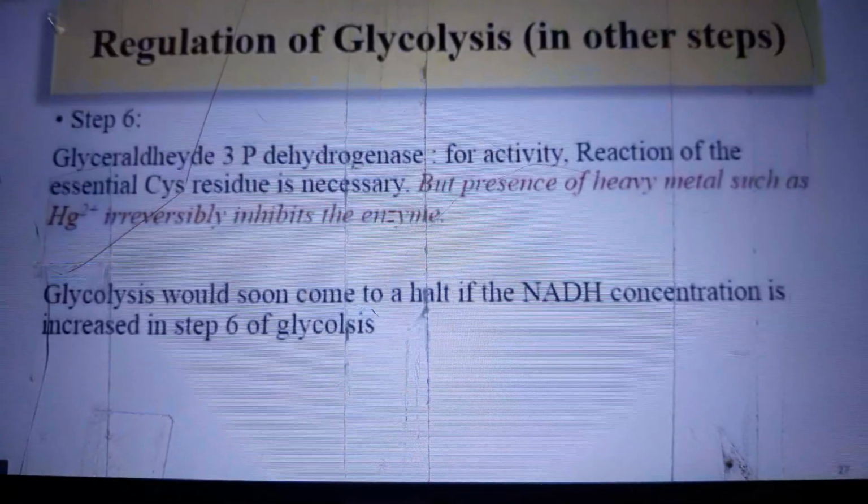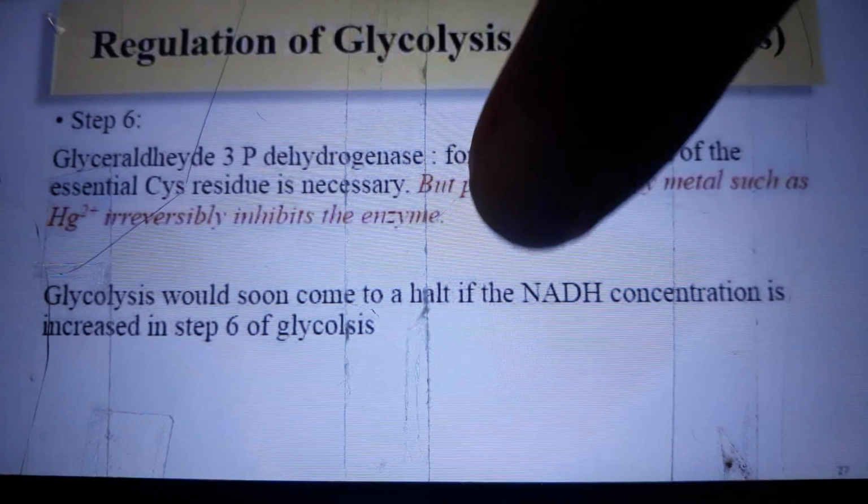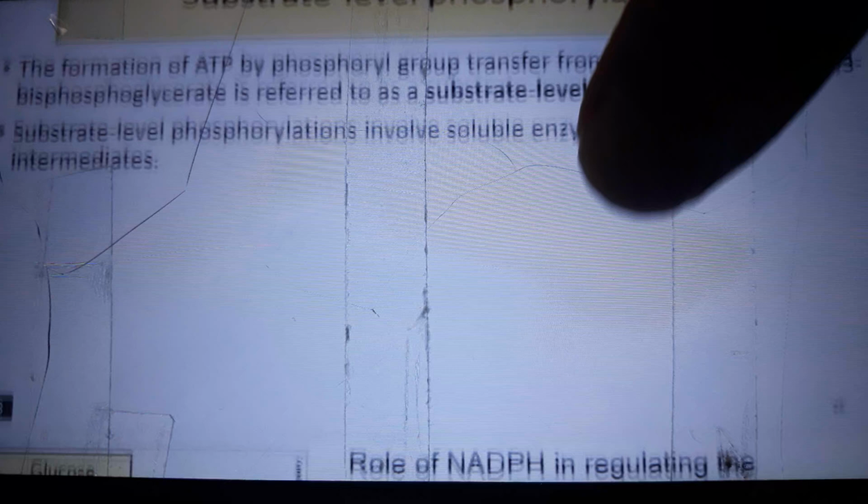Right? Regulation of glycolysis in other steps. Step 6, glyceraldehyde 3-phosphate dehydrogenase. For activity, the reaction of the essential cysteine residues is necessary; the presence of heavy metals such as Hg2+ irreversibly inhibits the enzyme. Glycolysis would soon come to a halt if the NADH concentration is increased in step 6 of glycolysis.